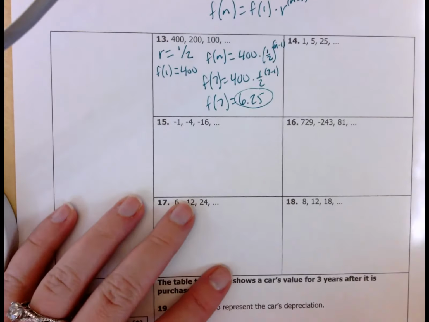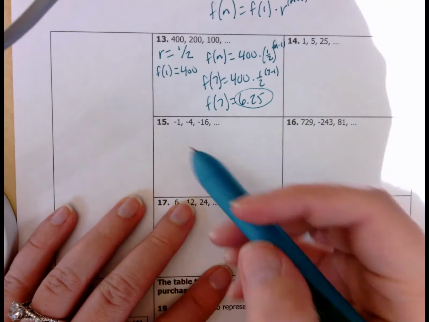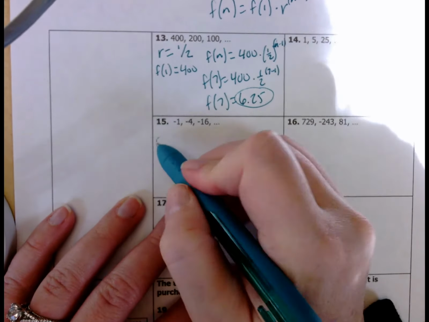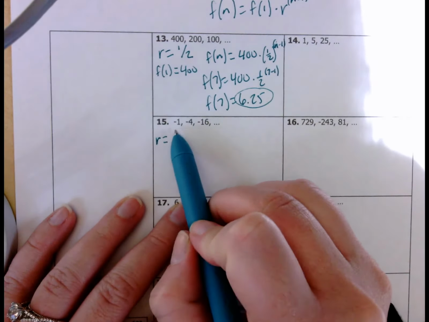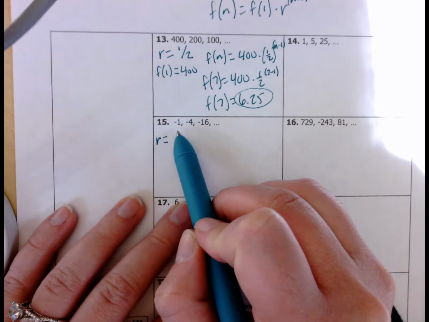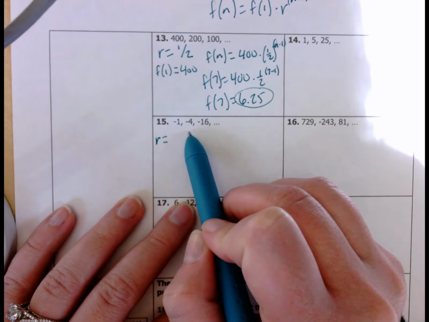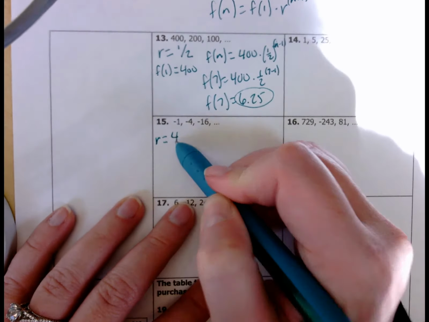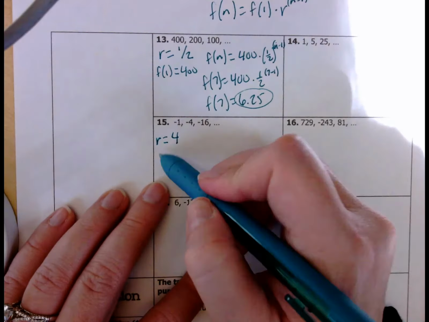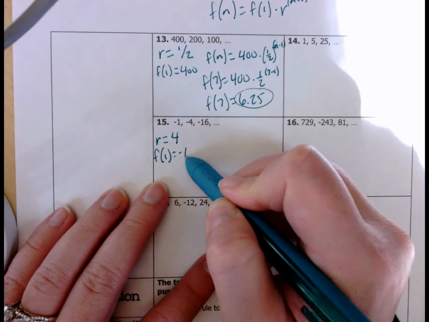All right, then we move to number 15, same process. So we're going to look and find the ratio. So the ratio here, -4 divided by -1 is a positive 4. -16 divided by -4 is a positive 4, so the ratio here is 4. And the first term in this case is -1.